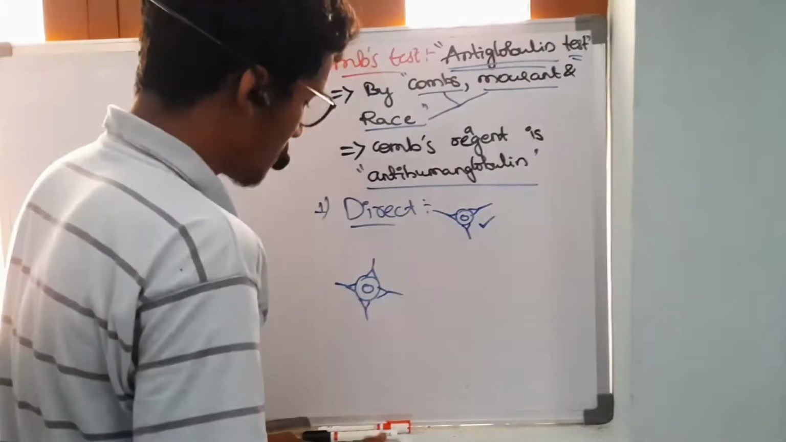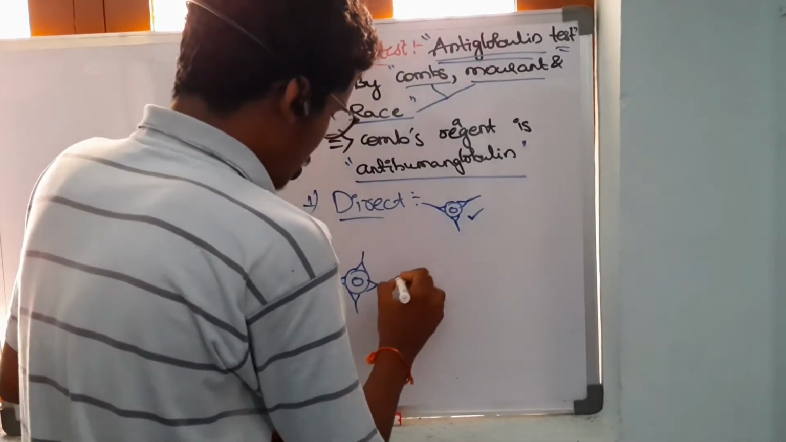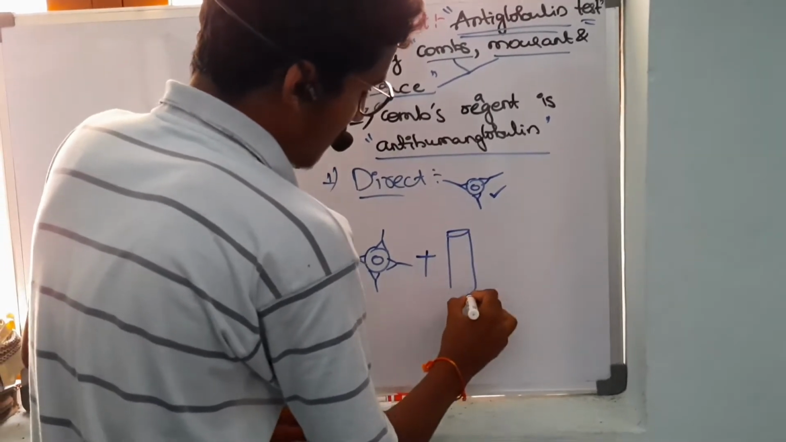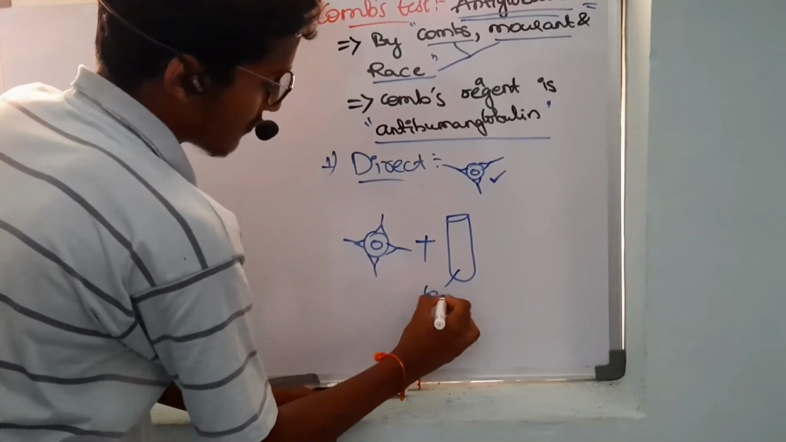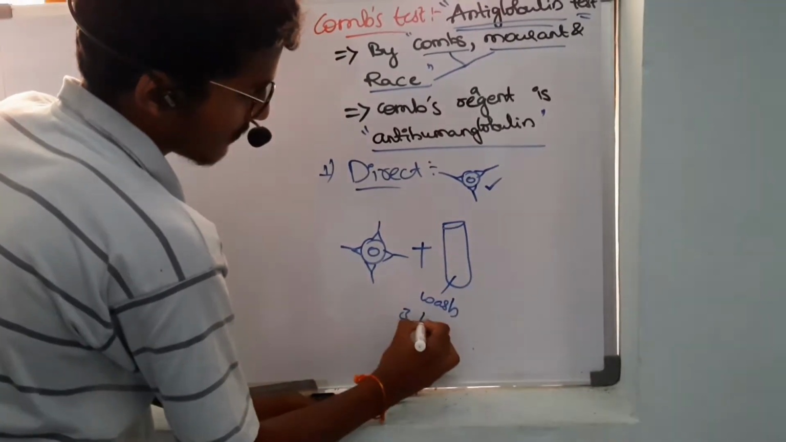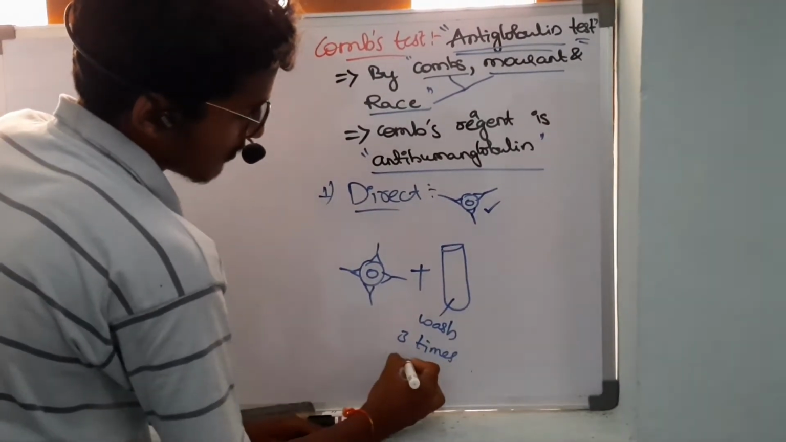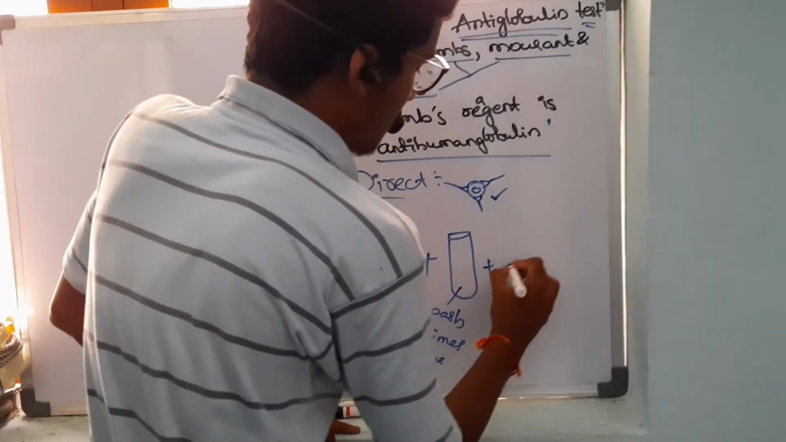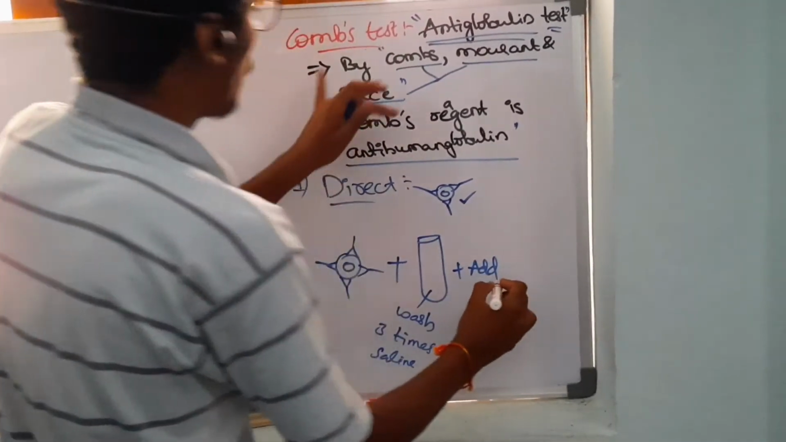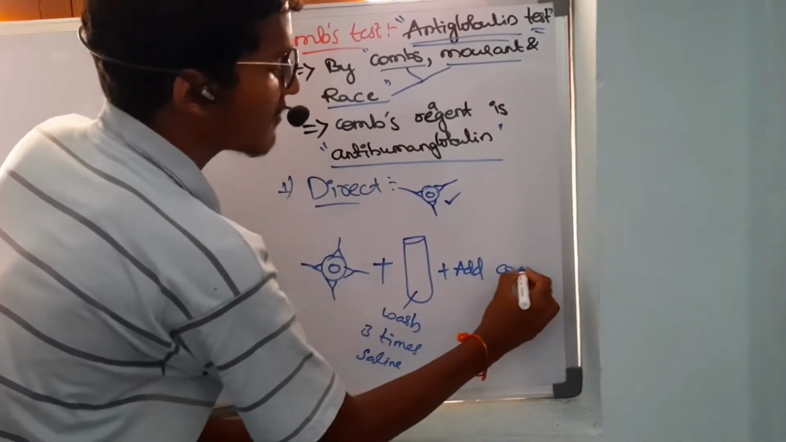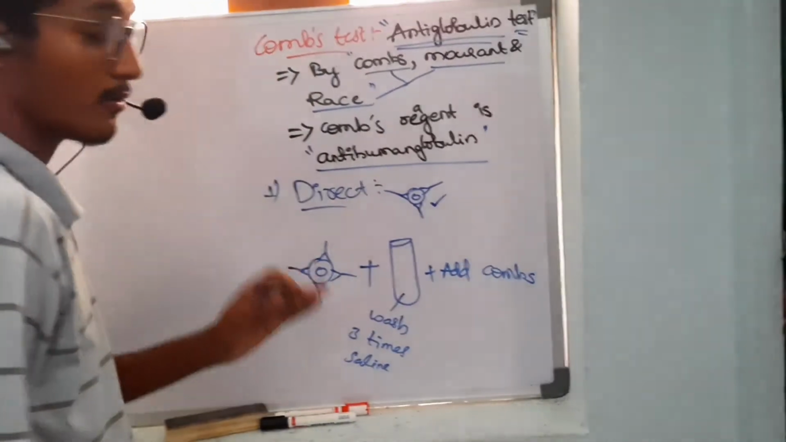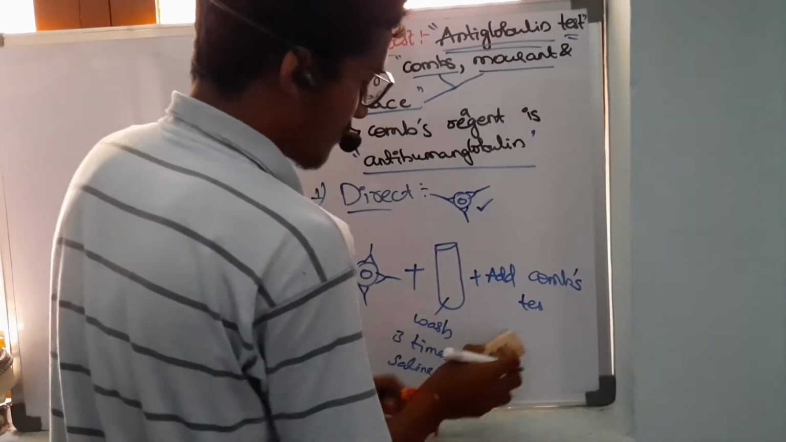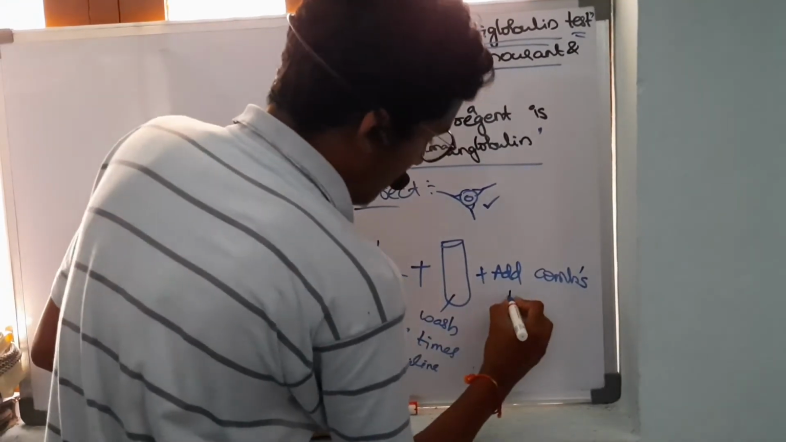Wash it three times with saline water and add the Combs reagent. What is the Combs reagent? Anti-human globulin is the Combs reagent. The Combs reagent is added.